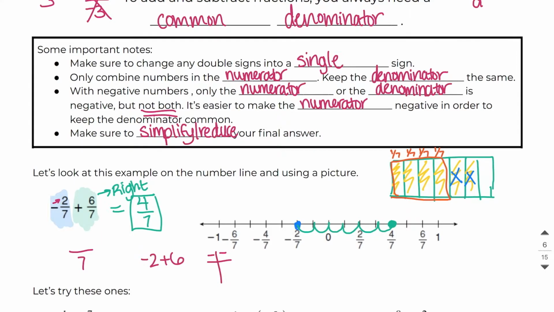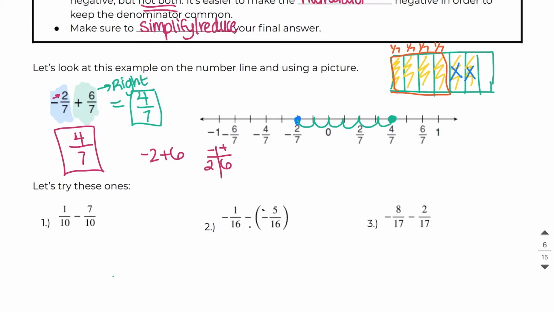So you can just figure that out, or you can use the scoreboard. So team negative 1, 2 points, team positive 1, 6 points. So team positive 1 by 4 points, and that's why 4 sevenths is the right answer. So let's go ahead and take a look at some of these examples that we have here.